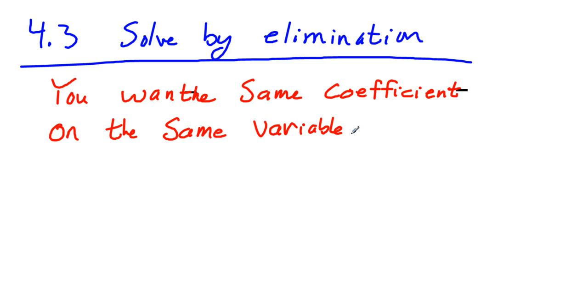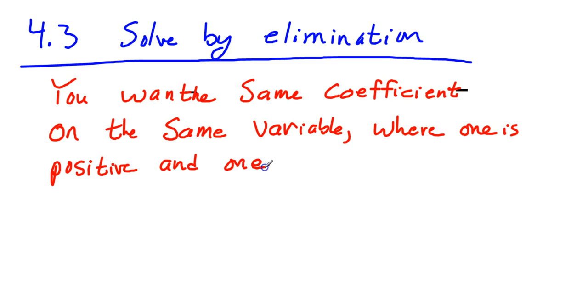So we've got this system where we've got the two equations. So you want the same coefficient on the same variable where one is positive and one is negative. Okay, so that's the whole thing you're trying to get with elimination, is that whatever equation they give to you, you want it so that everything is going to be the same.